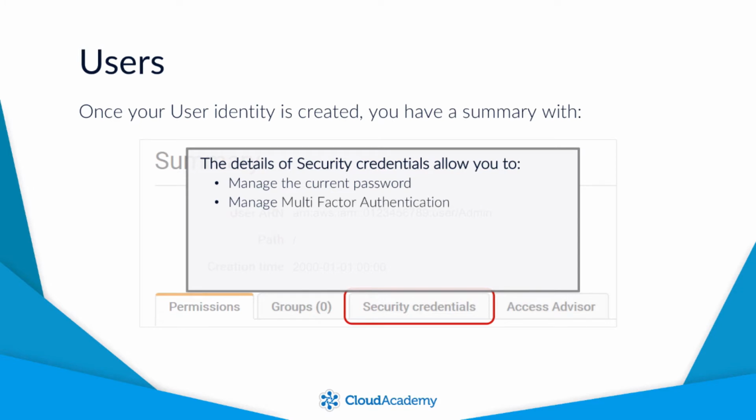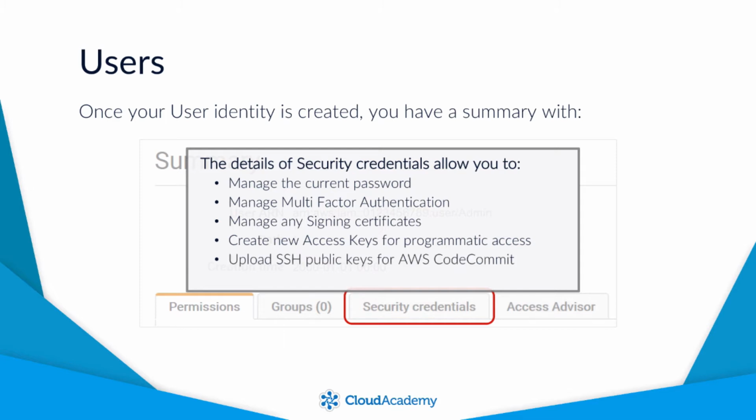You can also manage multi-factor authentication. Configuring MFA allows for an additional level of security to be applied, and this should be used for the AWS account owner and any other users who have administrative access as a minimum. You can manage any signing certificates, and signing certificates are used for secure access to certain AWS product interfaces. And you can create new access keys for programmatic access, and it's a good practice to rotate and change your access keys periodically. From here you can also upload SSH public keys for AWS CodeCommit.